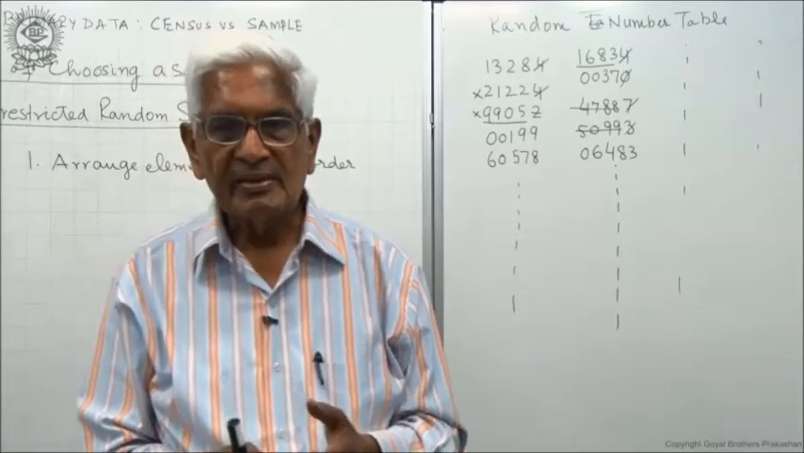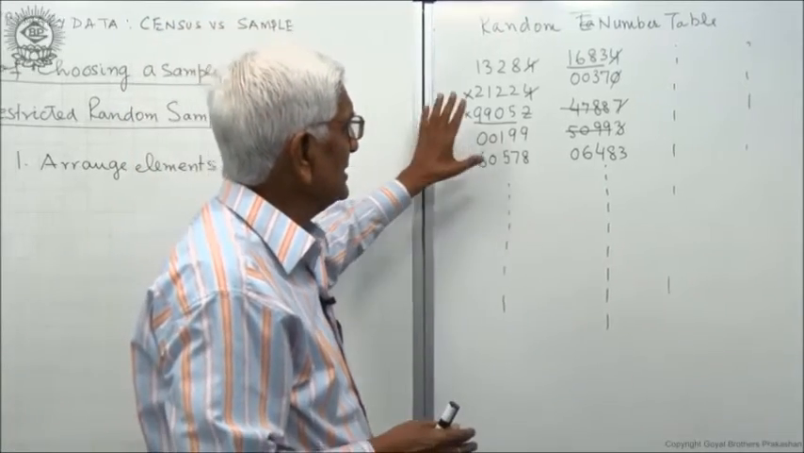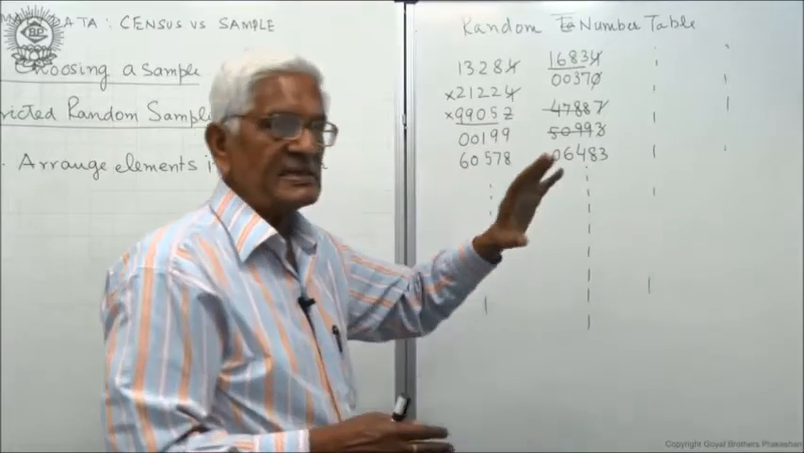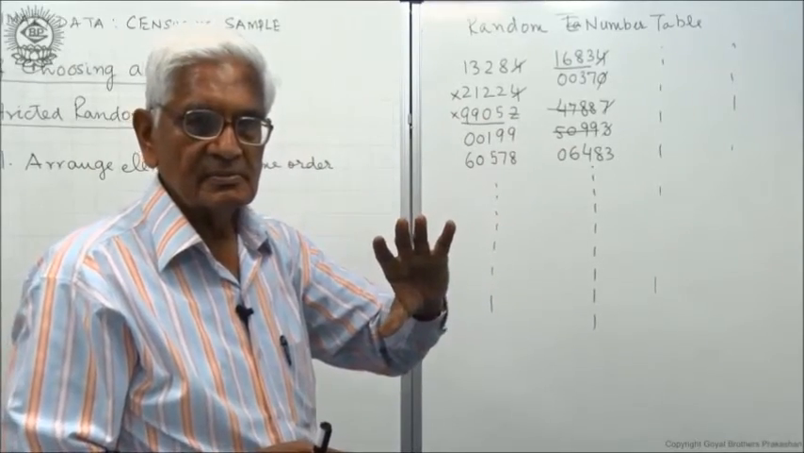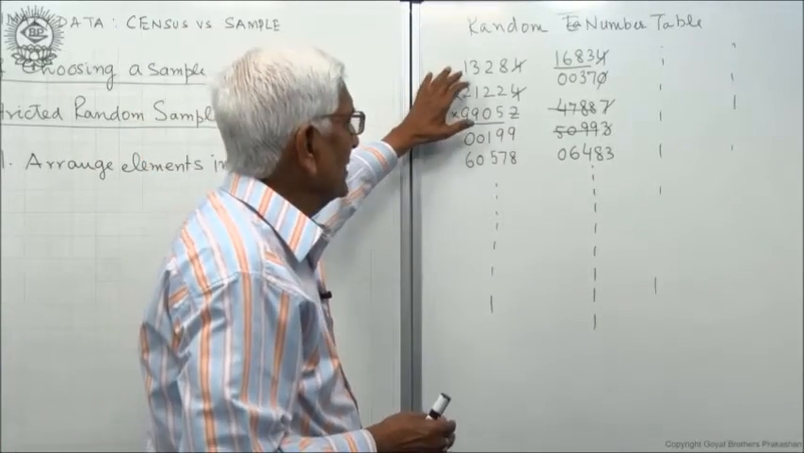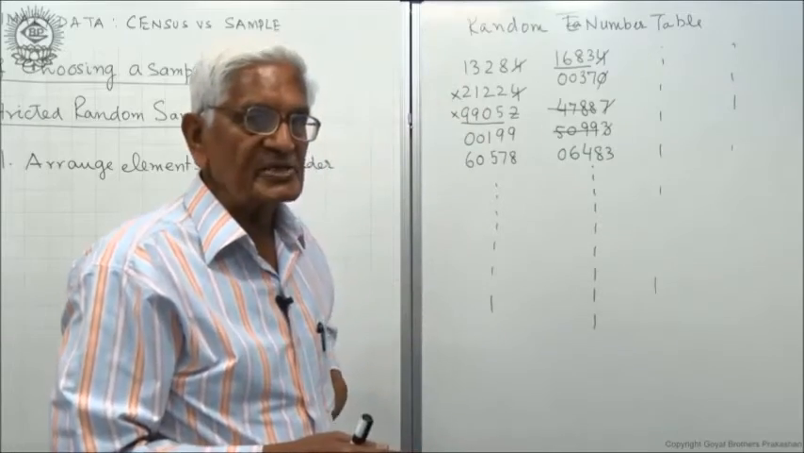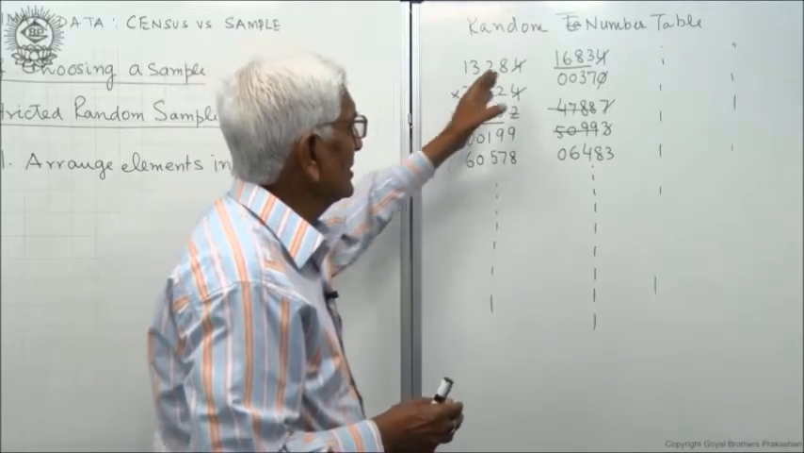So let me repeat. You can start from anywhere in the table. Suppose we start from here. Our number is 4-digit, but this is 5-digit. Ignore this.